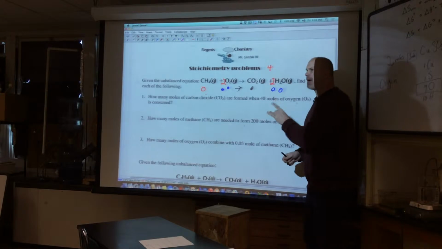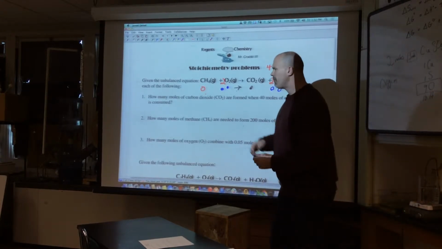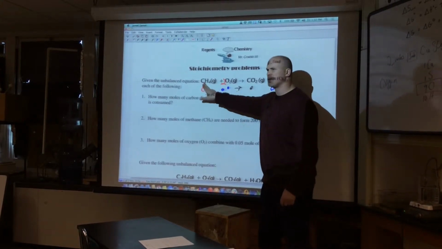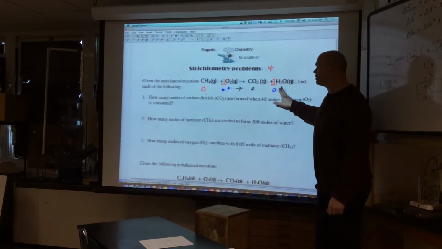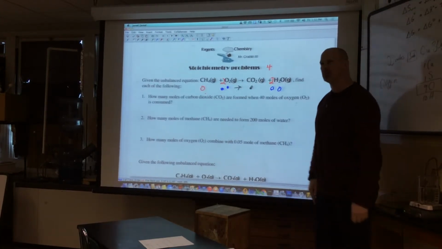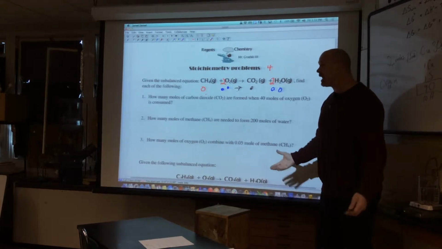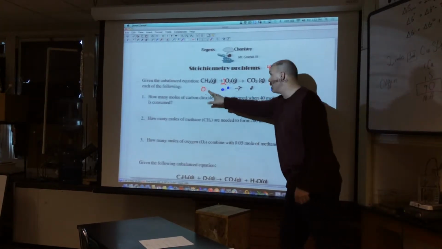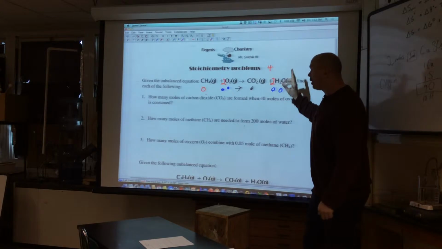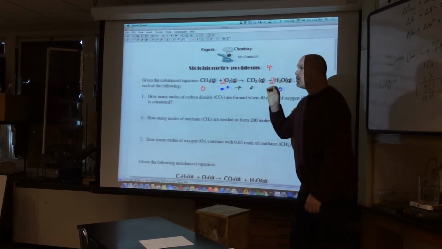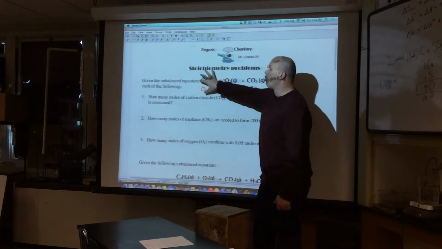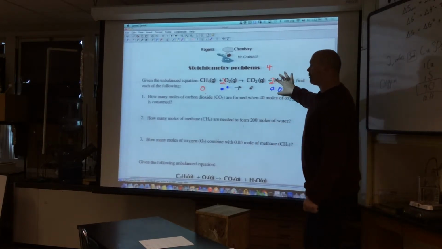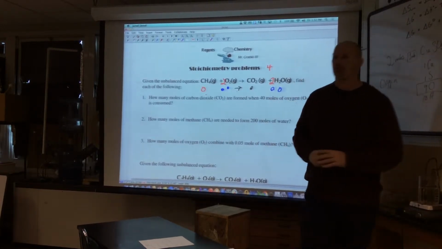Because I know that from balancing, what if I have 5 moles of methane? How many moles of water will I produce, assuming I have enough oxygen? 10, from the 1 to 2 ratio. Once I balance, for the first time we're going to convert information from one element to another. So watch this question number 1.